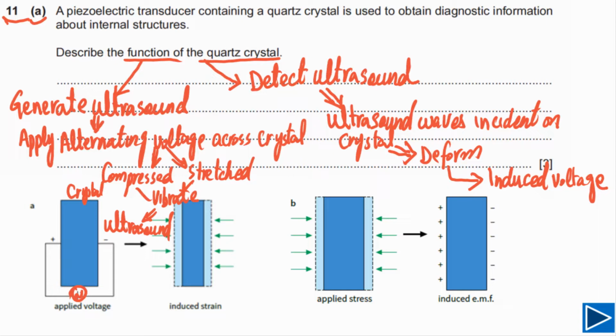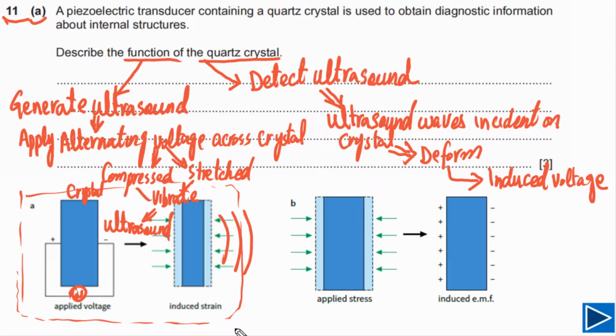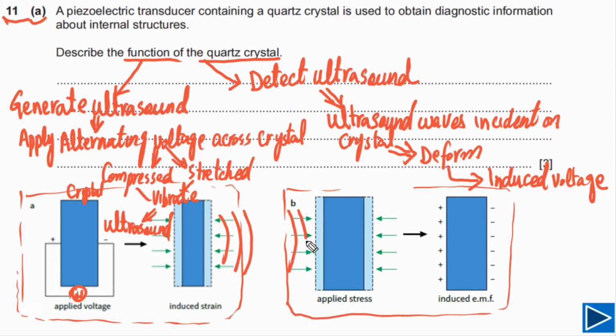Now let me show you how we can write down the answer. Before I explain that, you can look at these two setups. The first one shows how to produce ultrasound waves. This is used to produce ultrasound waves. The second figure is used to detect ultrasound waves. When ultrasound waves are coming, they will deform this crystal. When this crystal is deformed, EMF will be induced. In this way, we can detect ultrasound waves. So this setup is for generation, and this is for detection of ultrasound waves.